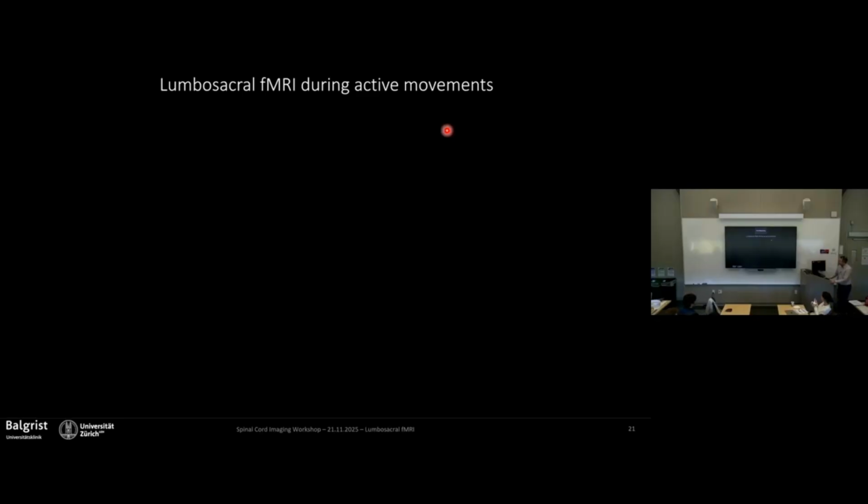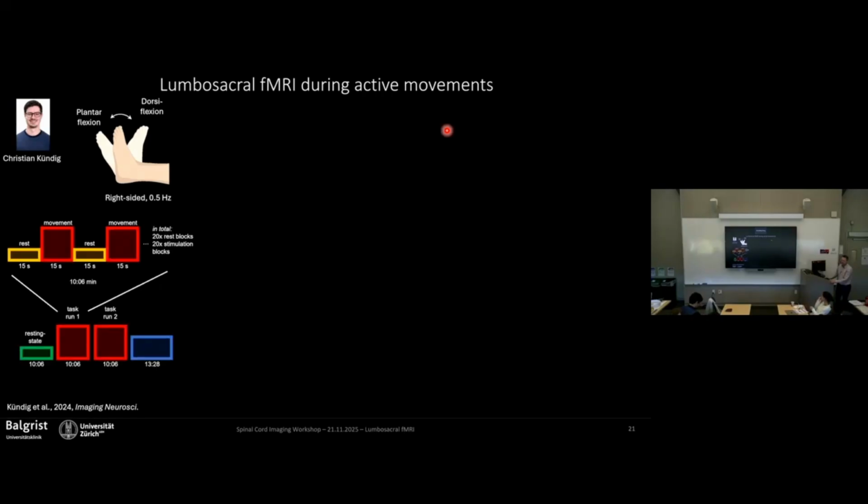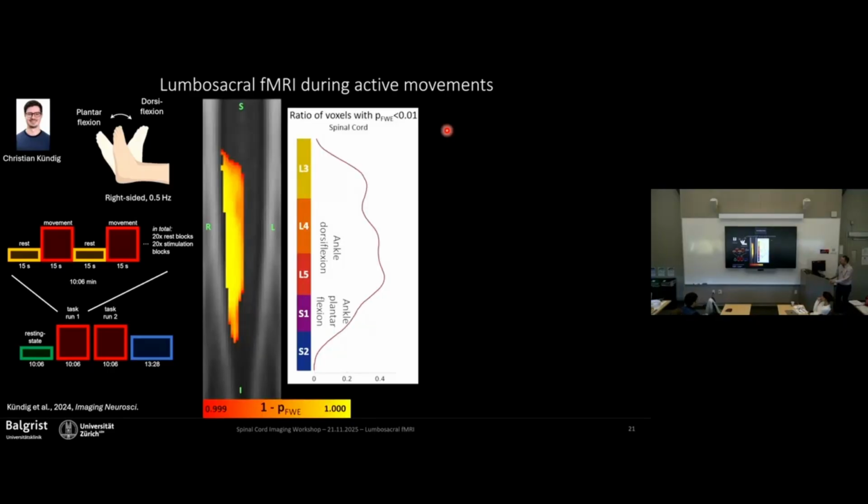Moving on to the applications of lumbar fMRI. When we started working with this technique, the first application we did, we just went for the most robust task possible. So we asked participants to move their ankle up and down, active movements. We asked them to do it in a repetitive way at a frequency of 0.5 hertz, and we used a block design. So 15 seconds movement, 15 seconds no movement. We did 2 runs of 10 minutes each. And this is the group level activation that we observed.